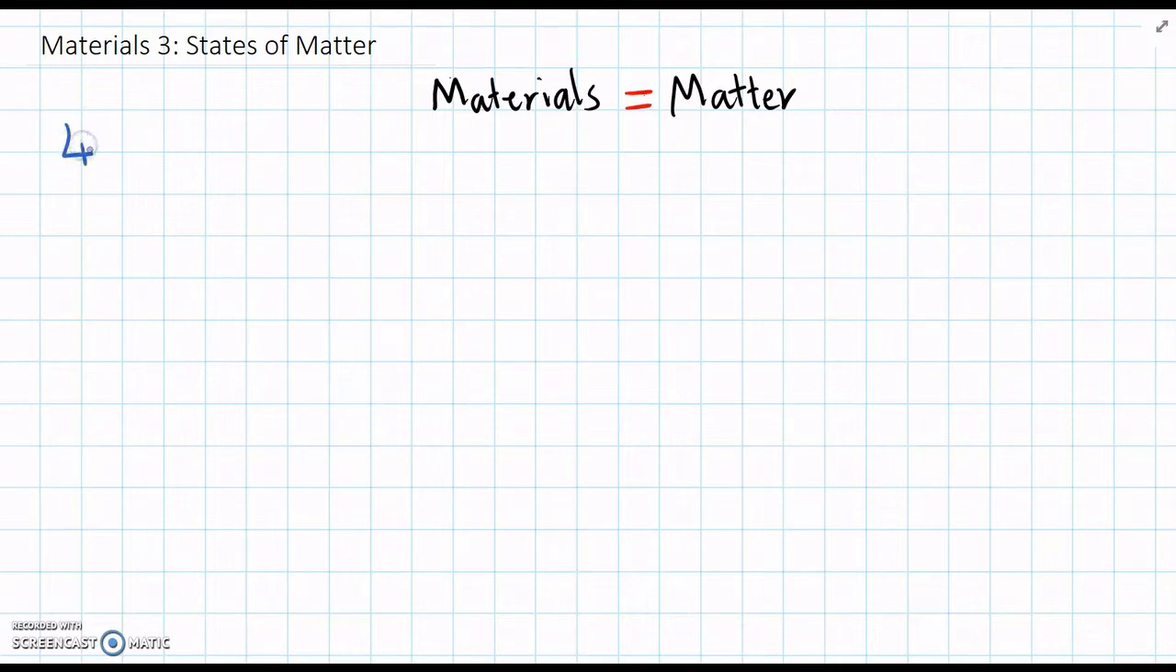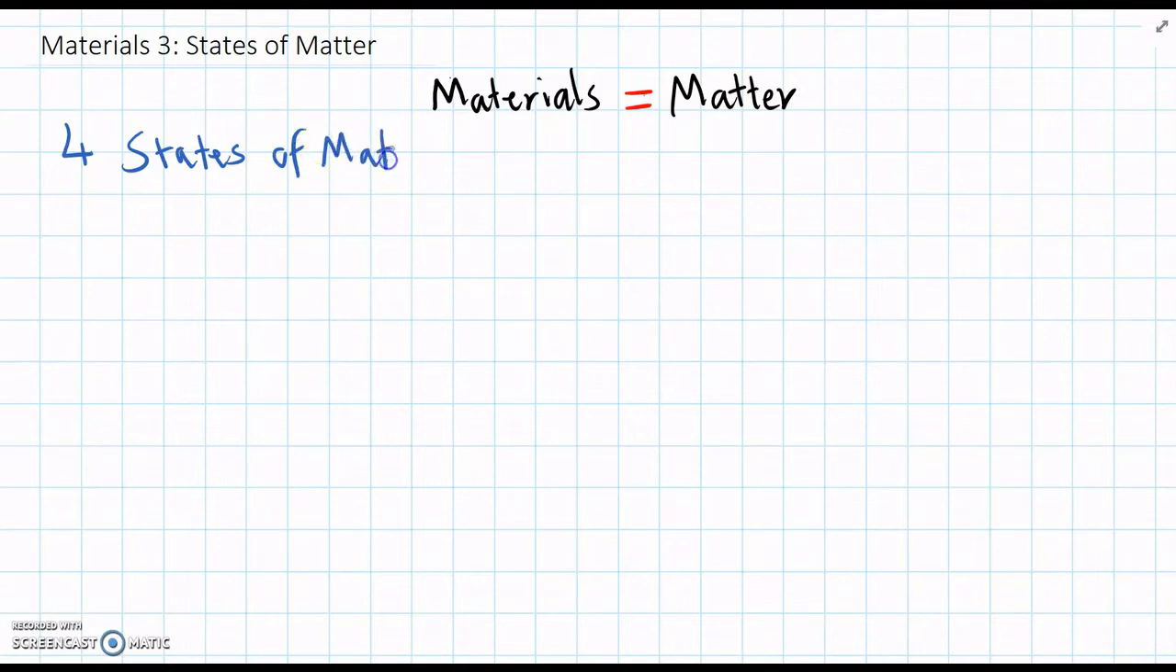Okay, so previously we've learnt that nearly everything in the world around us and the universe is made up of materials. And another way that we can say materials is matter. So nearly everything in the universe is made up of matter. And what scientists have discovered is that there are four main ways that matter can exist. And we call these the states of matter.